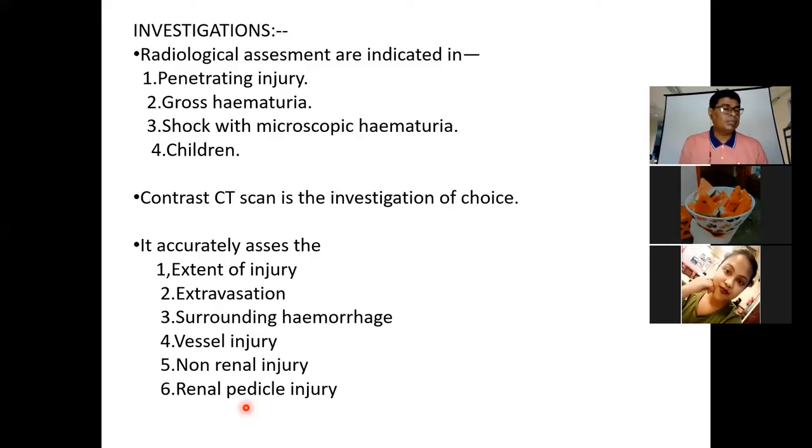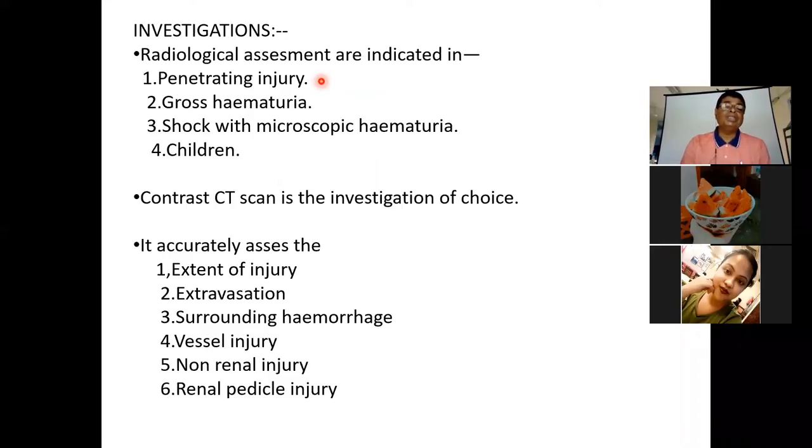But the most common trauma is blunt trauma. Penetrating trauma is very less. And if you get penetrating trauma, 70% of this penetrating trauma are usually major trauma, which will lead to major injury to the kidney. So when we send for radiological assessment, what are the indications? As 70% of penetrating injuries are major injuries, after initial management, that means treating shock and other things, after stabilizing this patient, we'll send for the investigation.